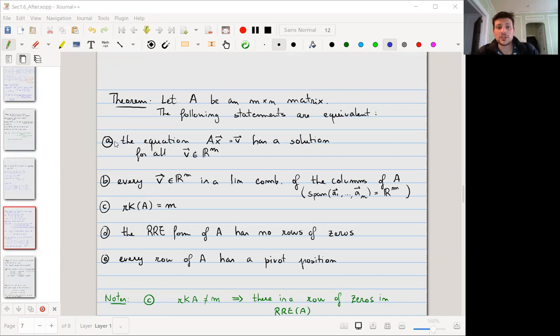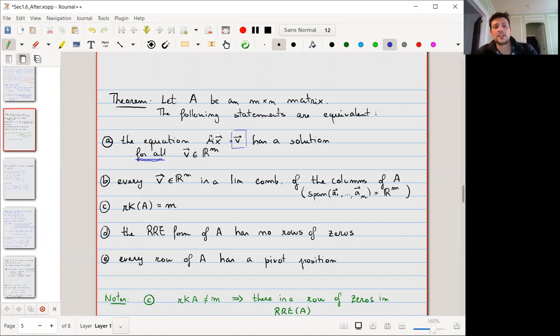The first of these conditions is the linear system with the associated matrix A has a solution for every possible vector of constants B. So that's a very important part of this condition. The system being consistent no matter what we stick in the vector of constants here. That is equivalent to saying that every possible choice of V in Rm is a linear combination of the columns of A. In other words, and this is the terminology we introduced in the last video, the span of the columns of A is the whole space Rm.